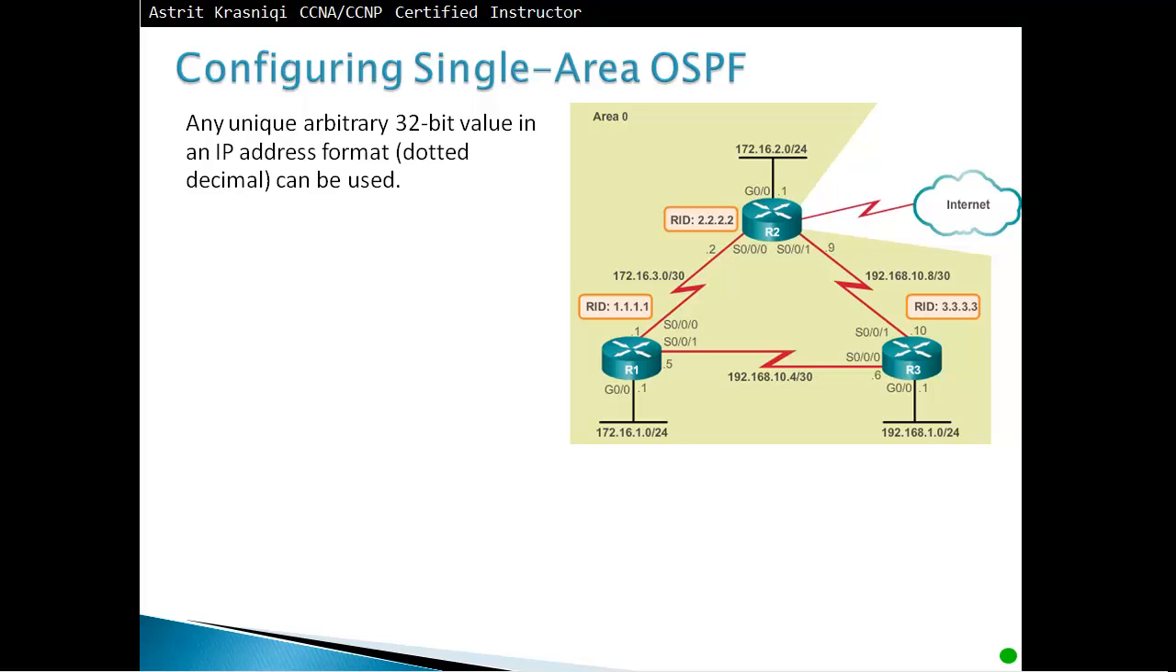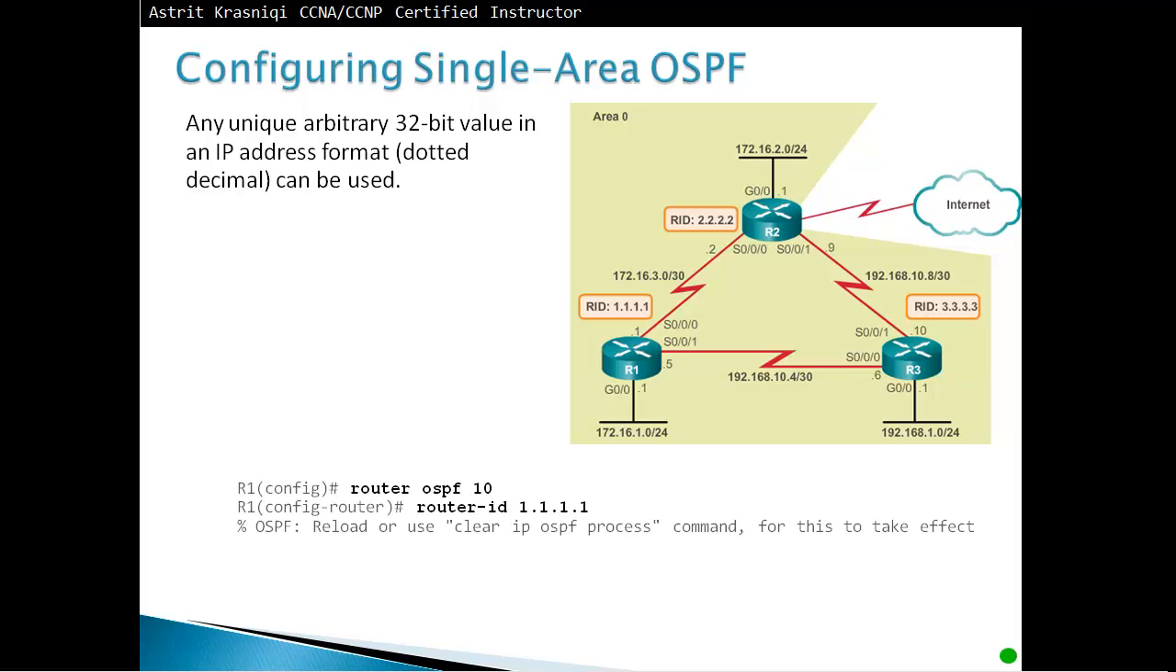So any unique arbitrary 32-bit value in the IP address dotted decimal format can be used. So it's not an IP address, it's IP address format. So anything you can use: router ID 1.1.1.1, or I can use router ID 255.255.255.255. That's no problem, because it's IP address format. So it doesn't really represent anything, apart from it tells, okay, this is my router ID, or router 1 says this is my name, 1.1.1.1.